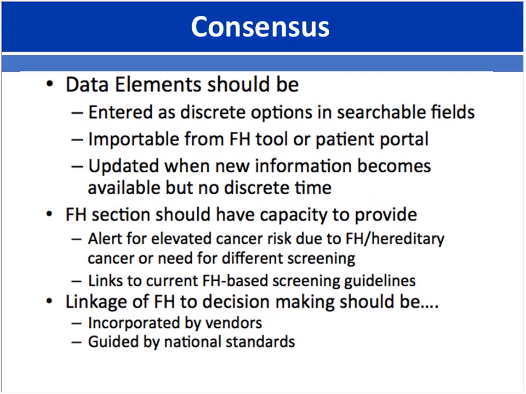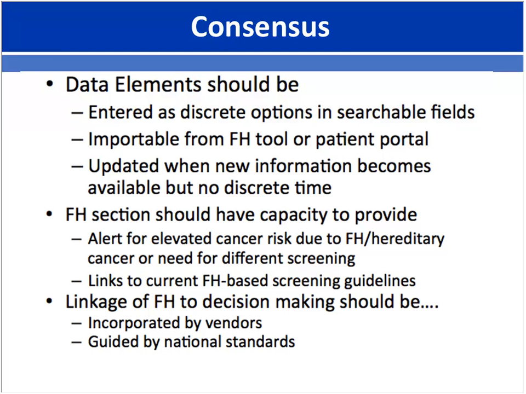There was broad consensus that the family history section should have some capacity to help with medical decision making. It should be able to alert the provider that the patient is at elevated risk due to their family history or the possibility of a hereditary cancer, and or that they might need different screening on the basis of their family history. There's also broad consensus that the EHR should be able to provide links to the provider about the current family history-based screening guidelines.